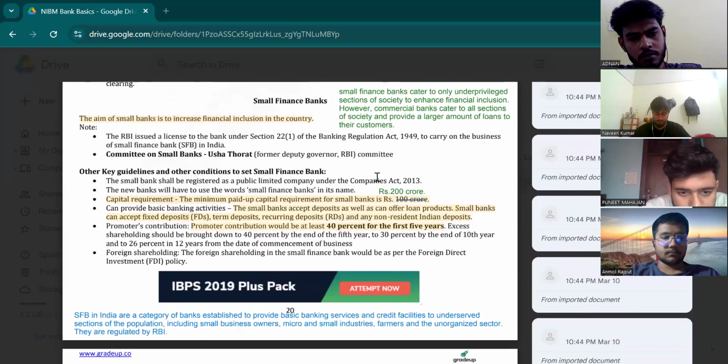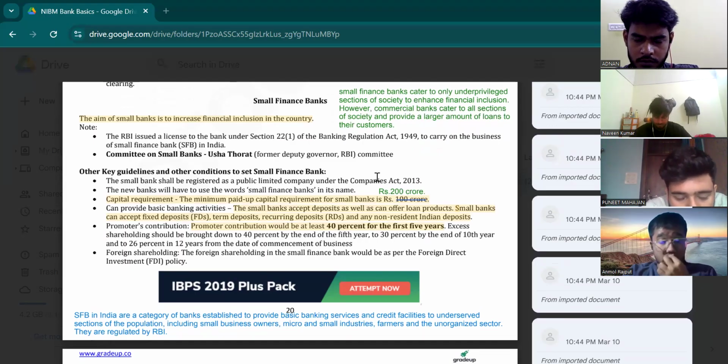Second is the small finance bank. You don't have to read the capital requirement, the minimum capital requirement, or the promoter's contribution. This is very critical information only if you have keen interest. Otherwise, you only need to know what a small finance bank is.